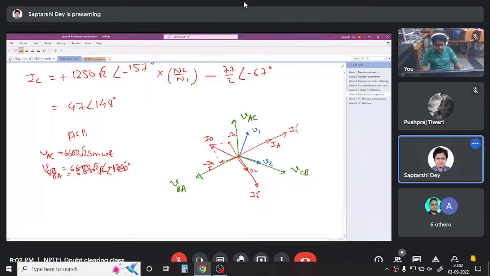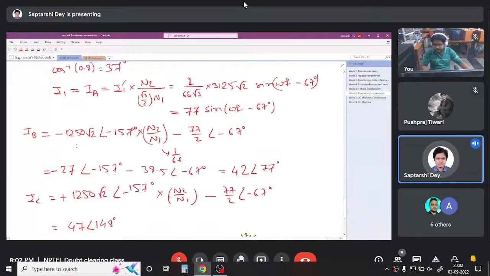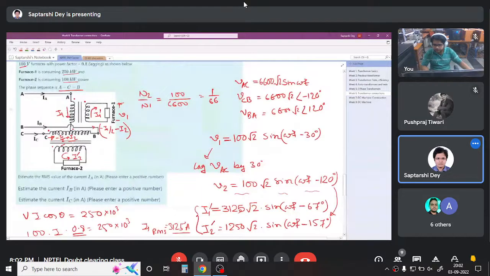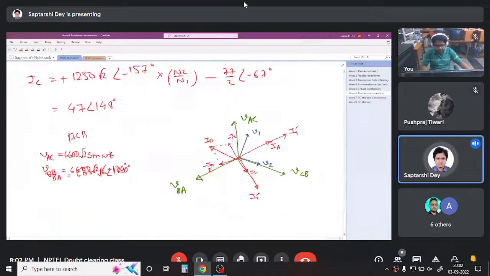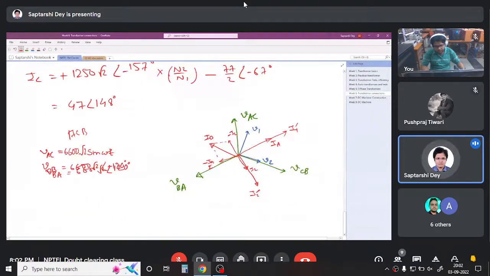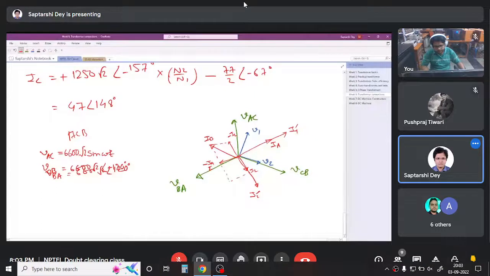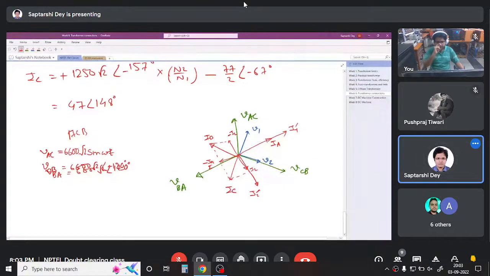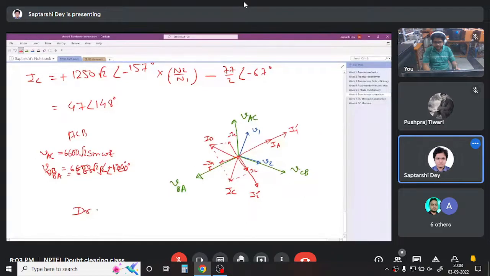And what is IC? I2 will be positive, this will be minus, so just adding them will give you IC. Okay, so I will tell you one thing, that what you do is draw this phasor diagram.